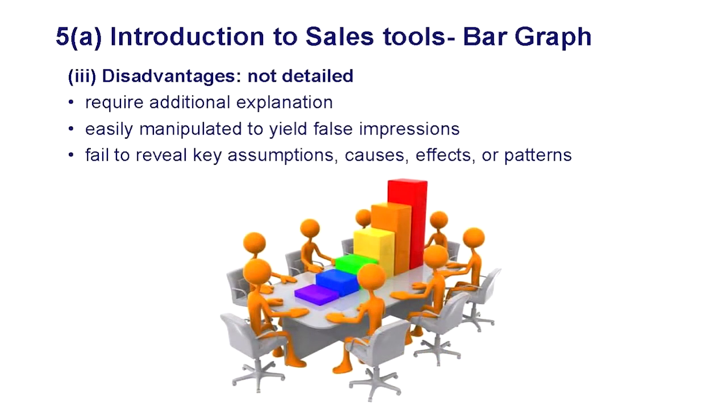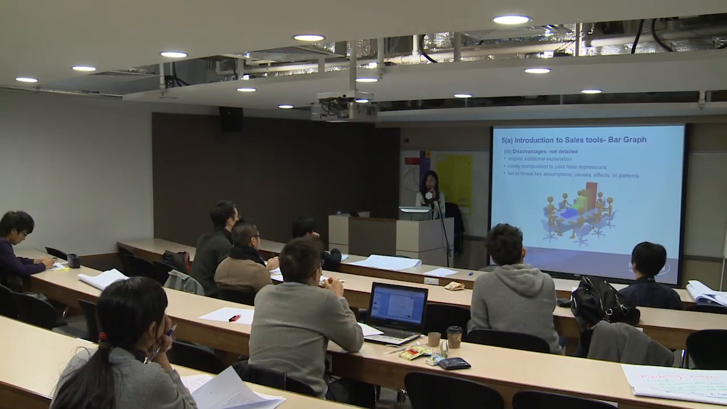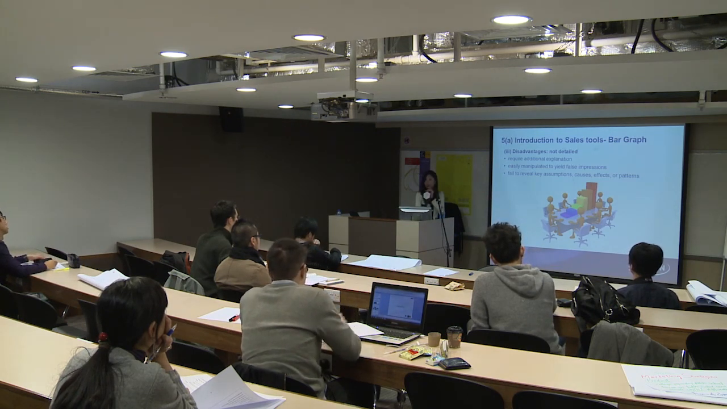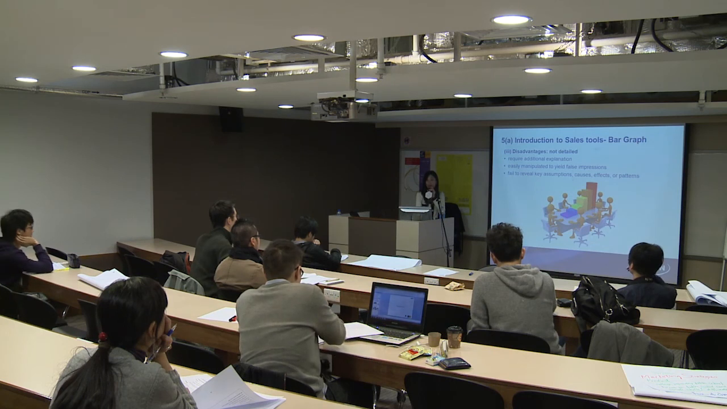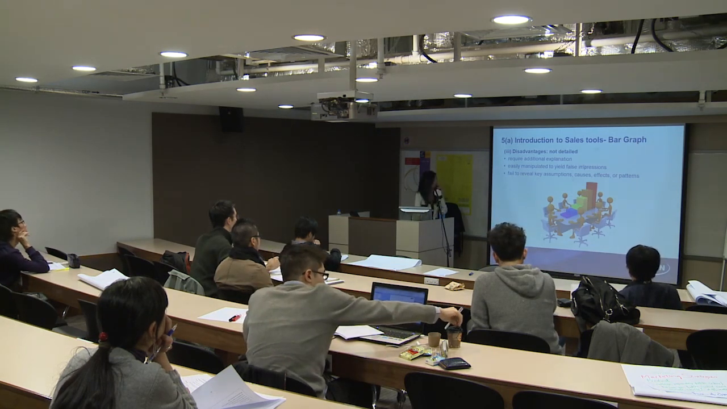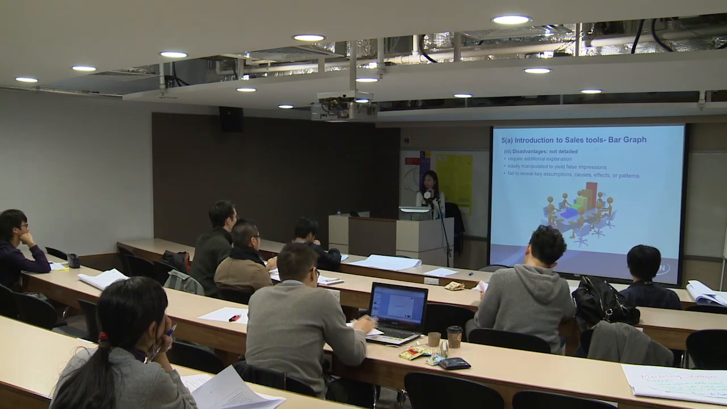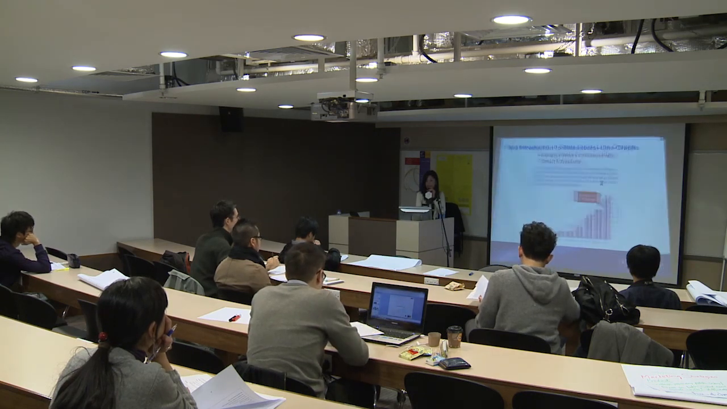There are disadvantages. It's not detailed enough. As I said, when you have a graph, it's better off if you have the visual and have the text as well to support it. It should be noted on top of it. So it requires additional explanation because where does this data come from? How did you come up with these data, right? So you have to indicate assumptions, causes, effects, or patterns. All these are not revealed.